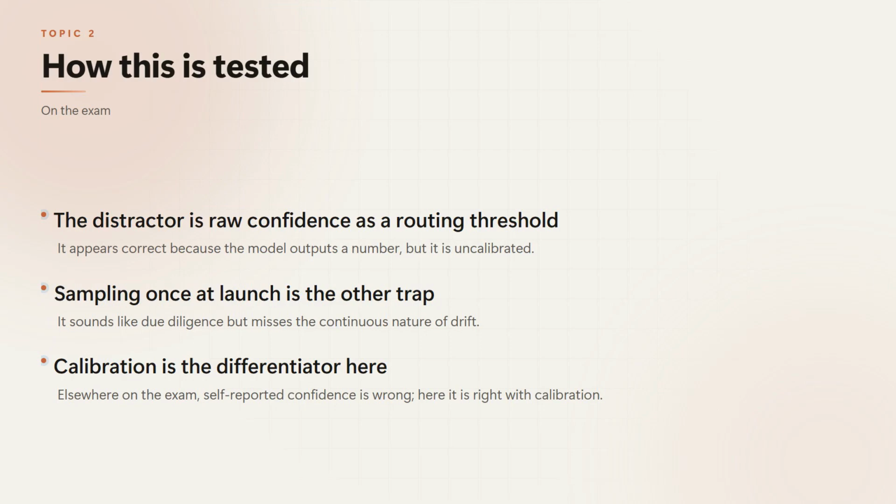The other trap is proposing a one-time audit sample at launch. That sounds responsible, but the exam expects you to know that error patterns emerge over time, so sampling must be ongoing. Remember the author's caution, self-reported confidence is the wrong answer except in this specific context, because the consequence of a miss is a human review, not an automated action with financial impact.